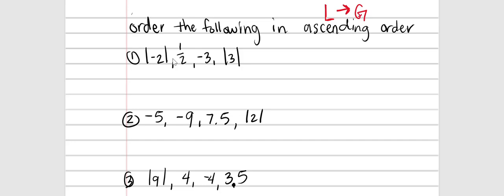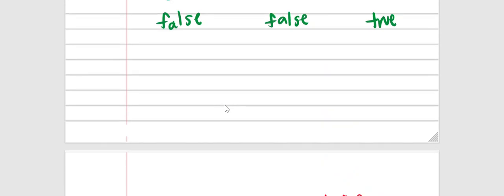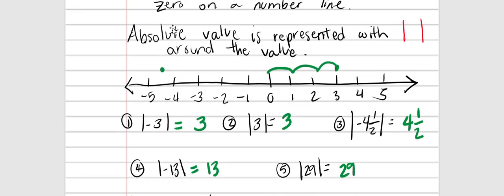So in this first example, in order to order these values, you need to simplify them. So the absolute value of -2 is 2. The absolute value of 3 is 3. If it helps, you can use the number line from above. So for example, I can put points on my number line.